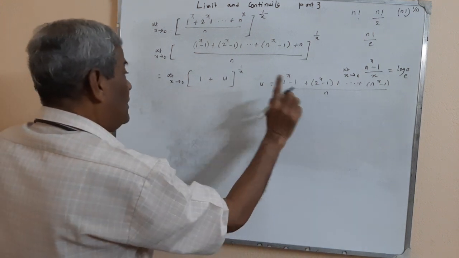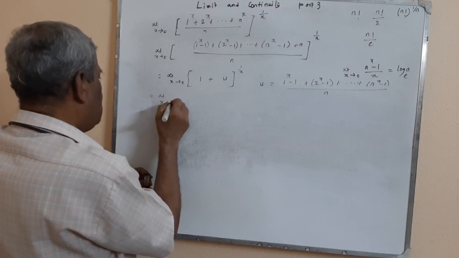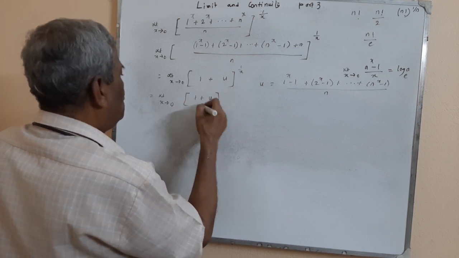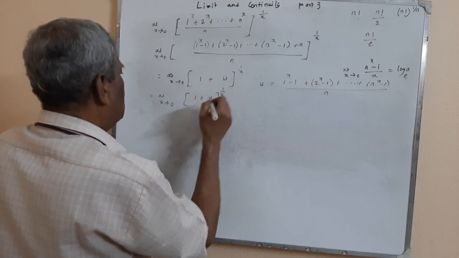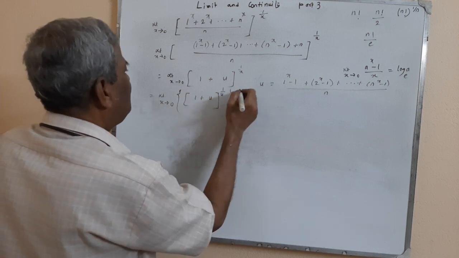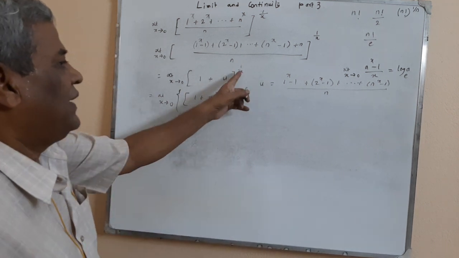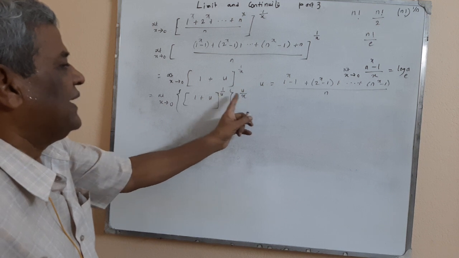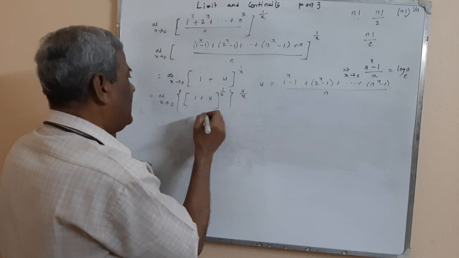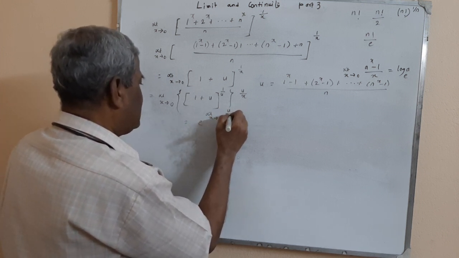Now this one, that part, limit x tends to 0, it is (1 plus u) to the power 1 by u. Now adjust to the power u by x. It is 1 upon x, so u cancels, x is there. Now it is simply equal to e to the power limit x tending to 0 of u by x.